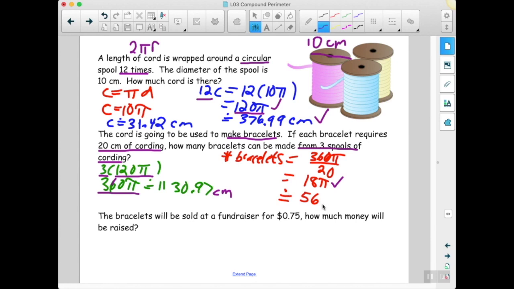In this case, I rounded down because we can't make half of a bracelet or a third or a tenth of a bracelet. We have to make a whole number, and we only have enough material to make exactly 56 bracelets. All right, the next question.